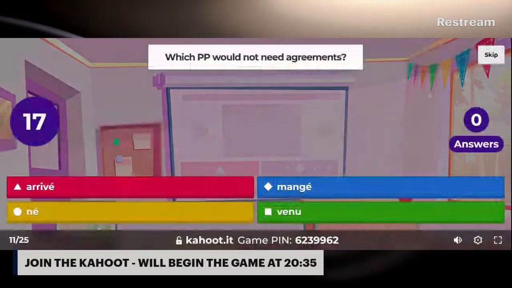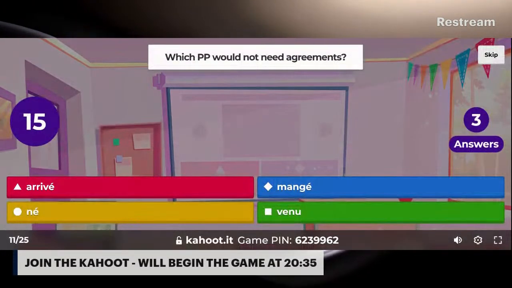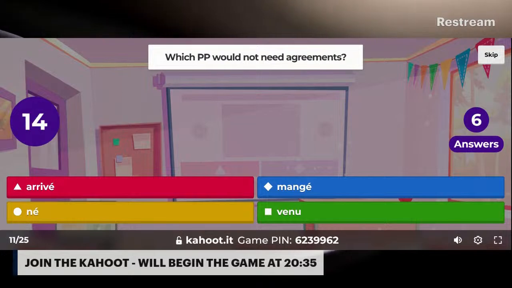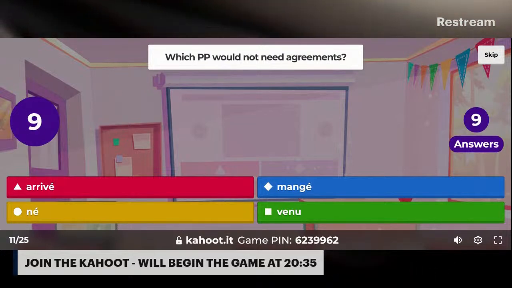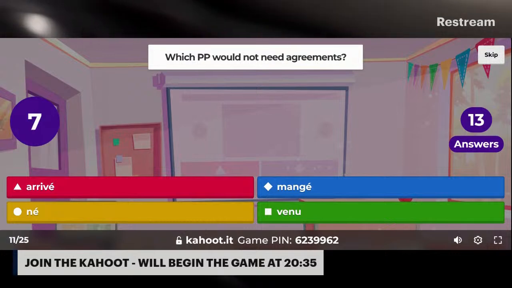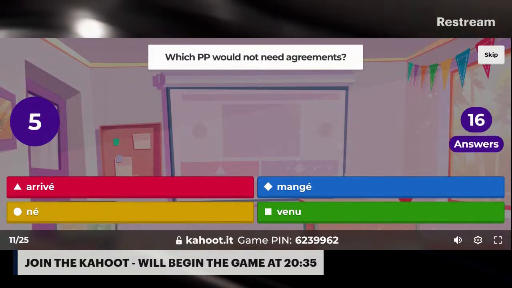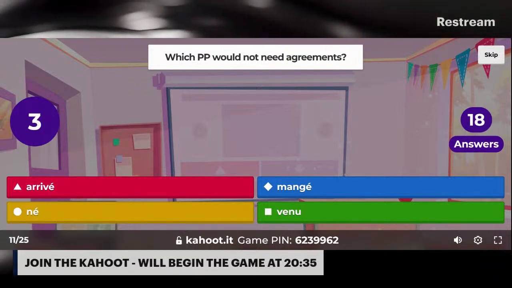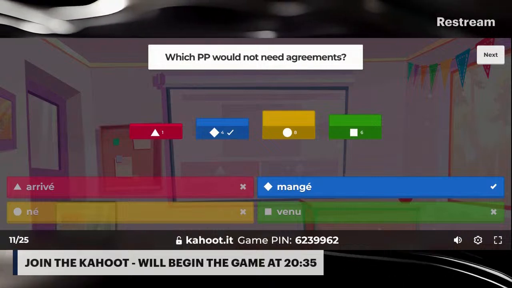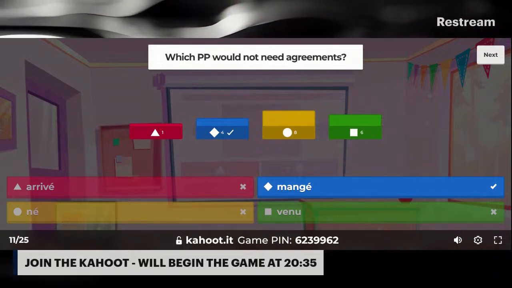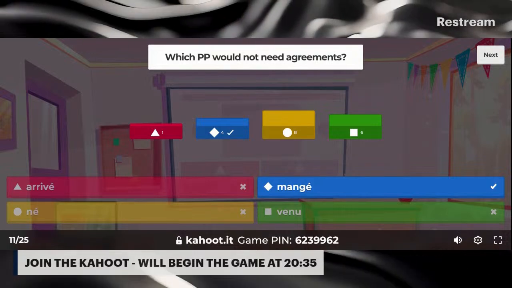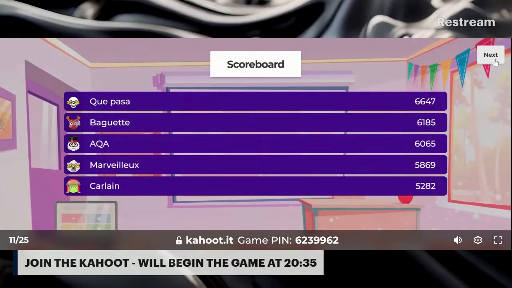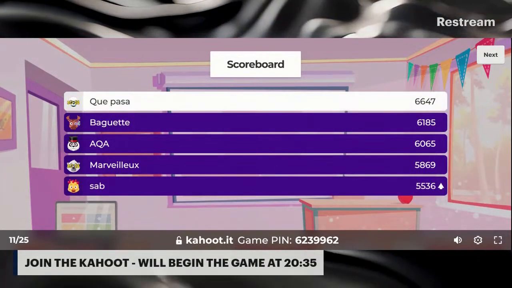Which past participle would not need any agreement? Arriver, manger, et or venu. This is all down to whether it uses être as the auxiliary or avoir. Manger, exactly, because manger uses avoir. So it's not one of the Mrs. Van der Trump verbs, so you do not have to conjugate it to the person. Okay.